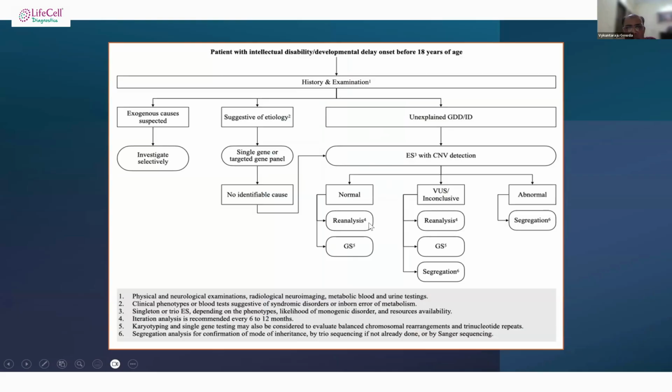Whenever a child with developmental delay comes, you should always exclude acquired causes. After excluding acquired causes, you can consider genetic testing. Genetic testing, as I told, you can decide based on the clinical phenotype. If you are thinking of a specific etiology, like Angelman syndrome or Prader-Willi syndrome, we can go directly for the specific testing. If it is not clear, you can go for whole exome sequencing with copy number variation or whole genome sequencing, based on availability and affordability. So the yield will be very high in children with whole exome sequencing.